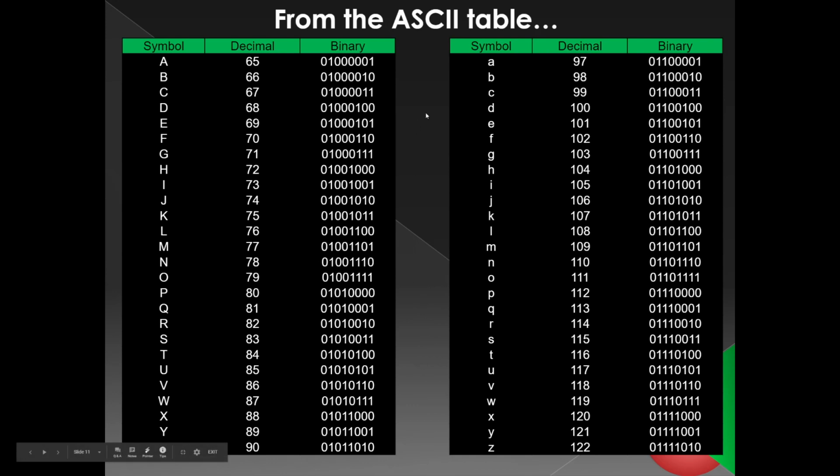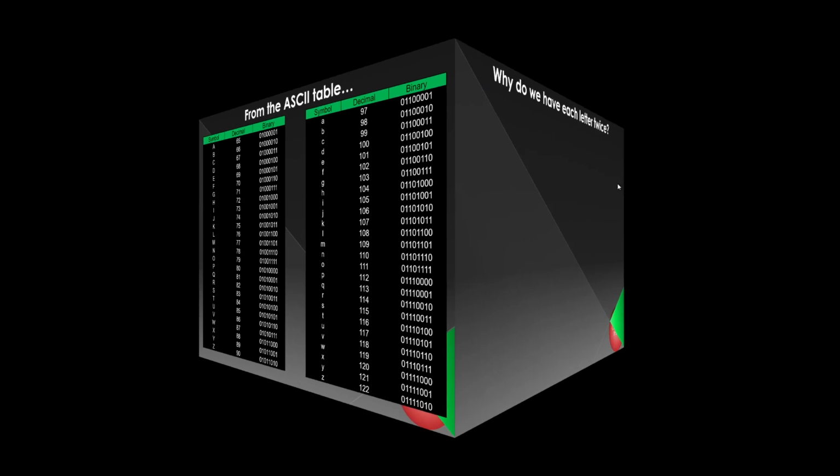And then if we go over to the right table, we've got the alphabet again in lowercase, but then we start at 97 until it goes up to 122. And then we've got the binary again. We're going to look at why these are a bit different in a minute.